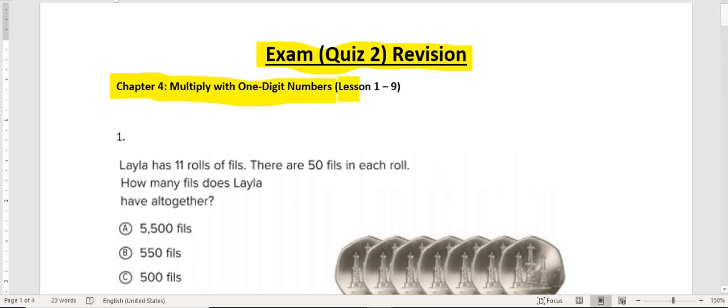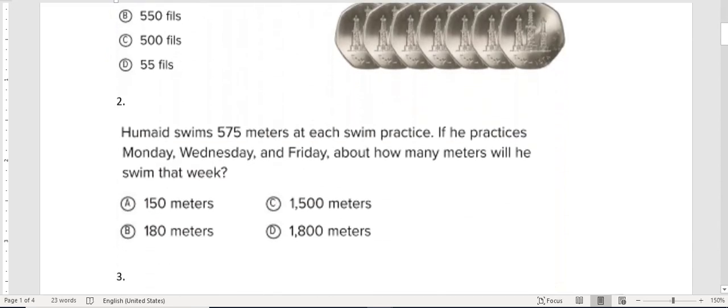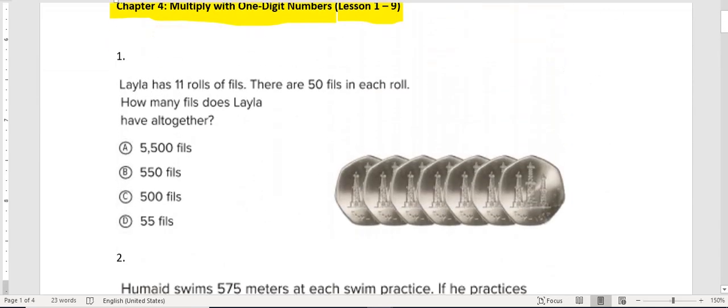Hello everyone. In today's video we'll be looking at exam revision questions which comprise chapter 4, multiply with one-digit numbers, from lesson 1 to 9. So what I want you to do is to pause the video and solve all these questions. After you are done, then play the video back to check if your answers are correct. This is how you can know how prepared you are. So to start with question 1, make sure you read and understand each of the questions.